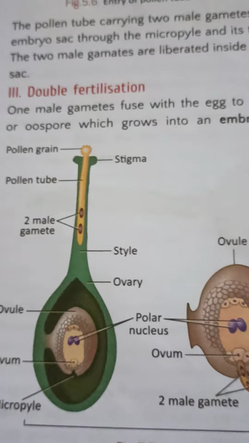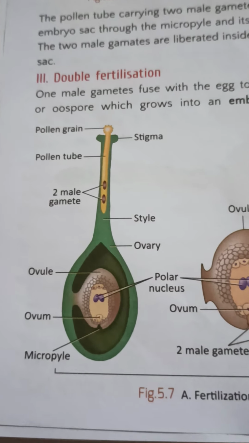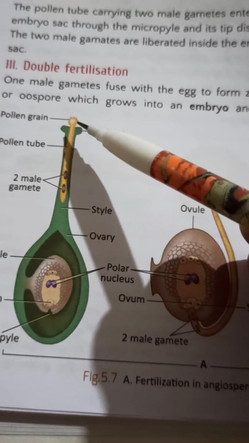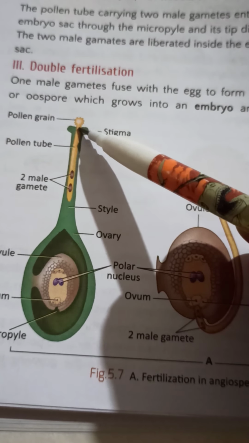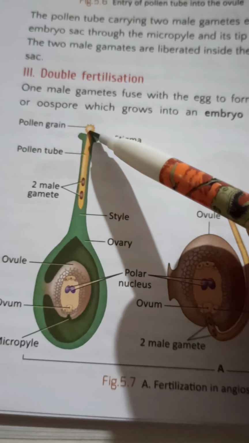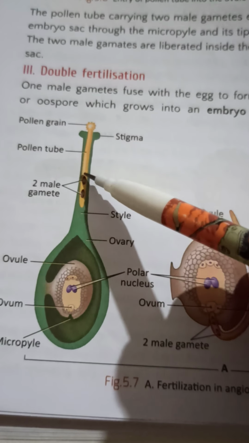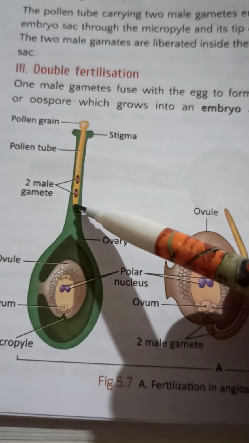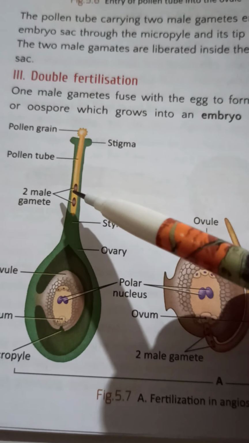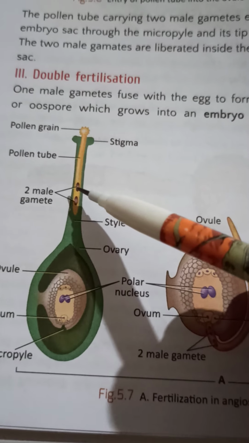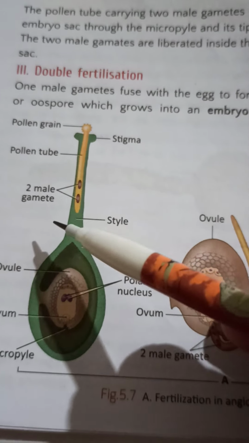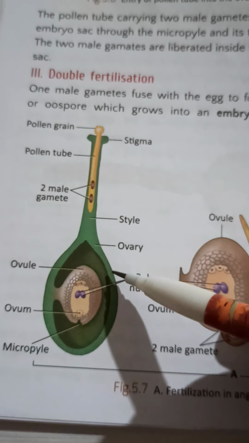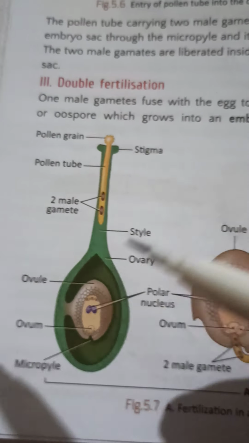So what happens in double fertilization? Generally in double fertilization, as I told before, when pollen falls on the stigma, it forms a pollen tube, and the tube nucleus helps the pollen tube to proceed. In the meantime, the generative cell forms two male gametes, which then pass towards the ovum.